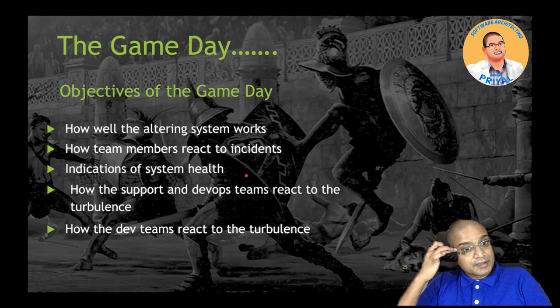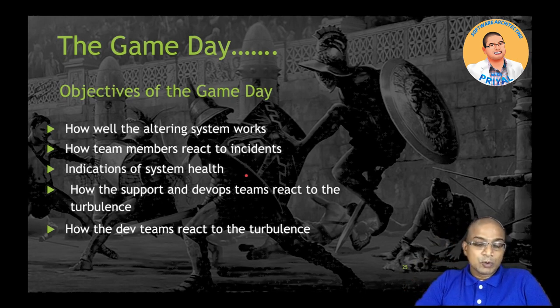These are the monitoring aspects that we are talking about. Are the monitoring systems working properly, and do they reflect the actual situation happening in the system? And how do the support and DevOps teams react to the turbulence? How are these technical teams reacting, and how are they trying to mitigate the situation that has arisen in the production environment? How do the dev teams react to the turbulence?